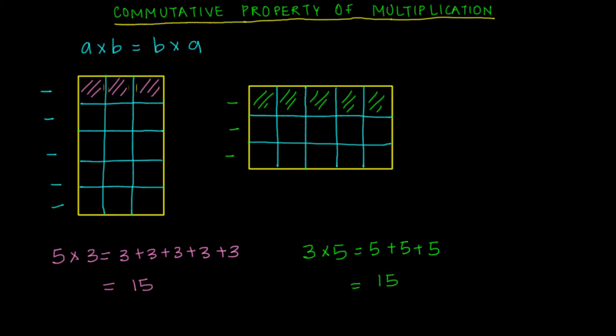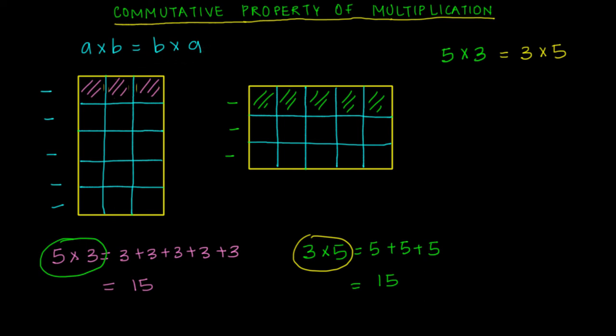Since these two rectangles are essentially the same rectangle but just turned around, the number of squares in them is also the same. So this rectangle has 5 times 3, that is 15 squares. Let me write that down, 5 times 3. And this rectangle has 3 times 5, again 15. So 5 times 3 is the same as 3 times 5. And that is essentially what the commutative property of multiplication is. It says that A times B is the same as B times A.